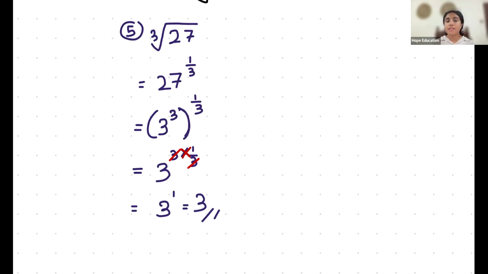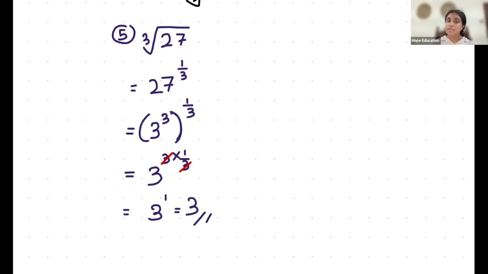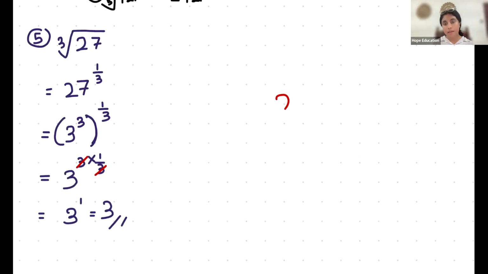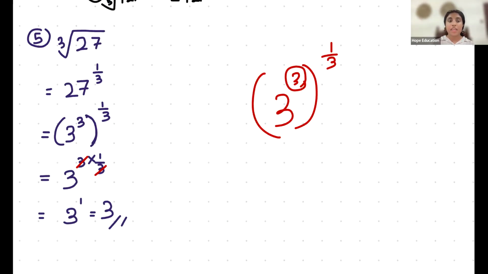So the thing with indices is that this 3 is a power, right? When I made 3 to the power 3, now this is a power. එයාට එළියෙන් තව 1 over 3 තියෙනවා. So this is a power, this is also a power. If powers are separated by brackets like this, we multiply those powers.